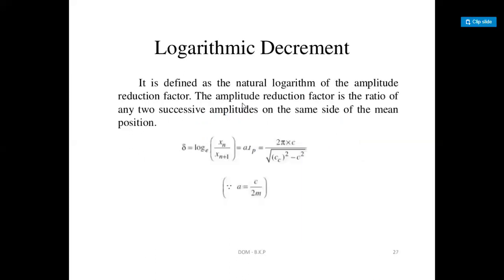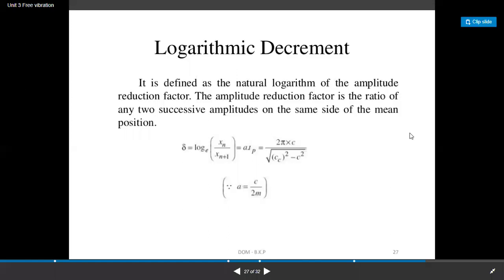Next, logarithmic decrement. Logarithmic decrement is the natural logarithm of the amplitude reduction factor. The amplitude reduction factor is the ratio of two successive amplitudes on the same side of the mean position. The equation of the logarithmic decrement delta is equal to log e of xn upon xn plus 1, which equals 2 pi times zeta divided by the square root of 1 minus zeta square, where zeta is equal to c upon 2m omega n. Right?